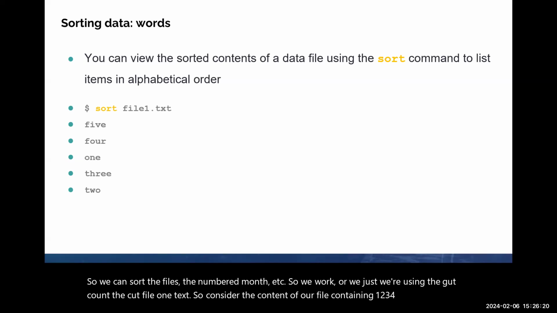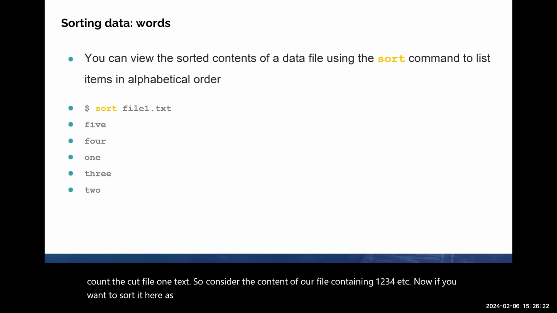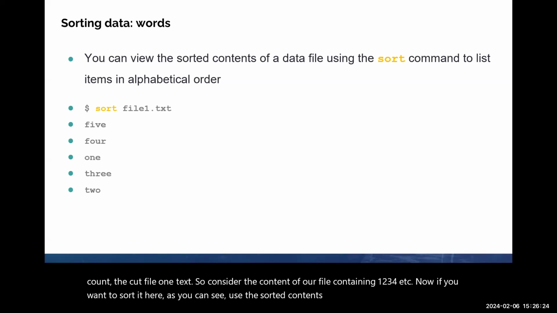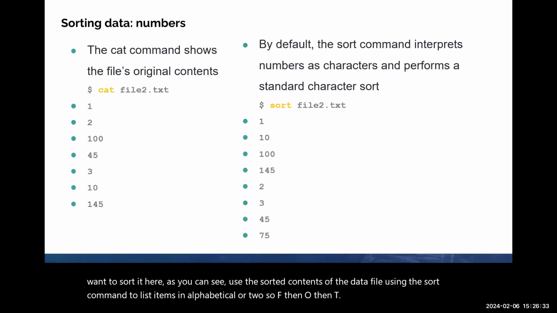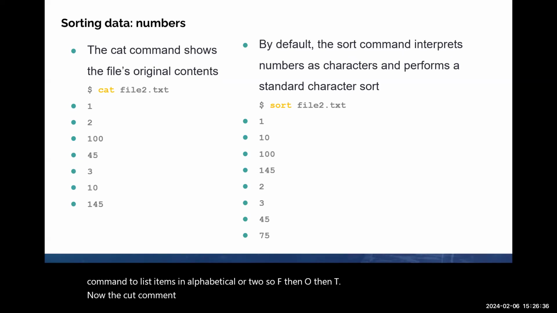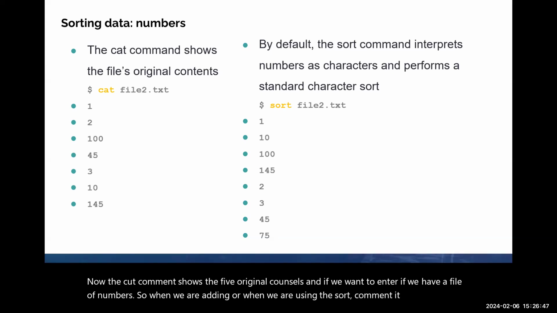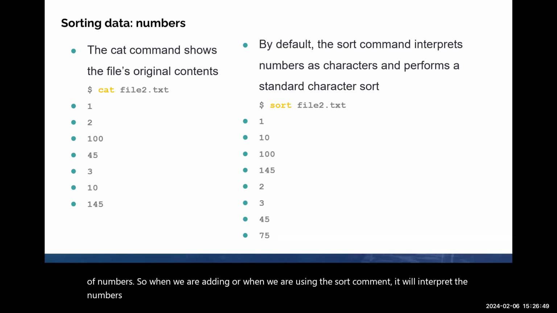Now, if you want to sort it, here, as you can see, view the sorted contents of the data file using the sort command to list items in alphabetical order. So F, then O, then T. Now, the cat command shows the file's original contents, and if we have a file of numbers, when we are using the sort command, it will interpret the numbers as characters and not as numbers. So it will perform a standard character sort.